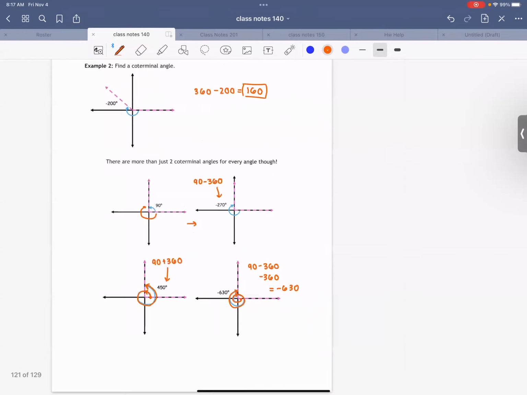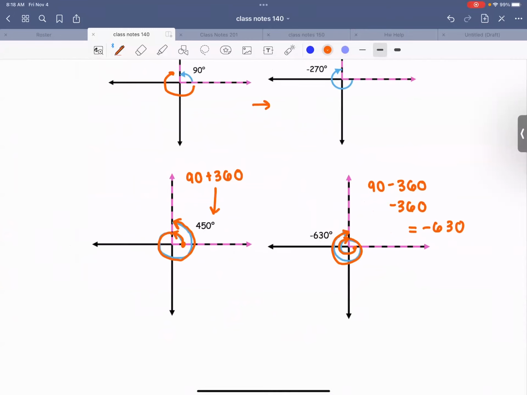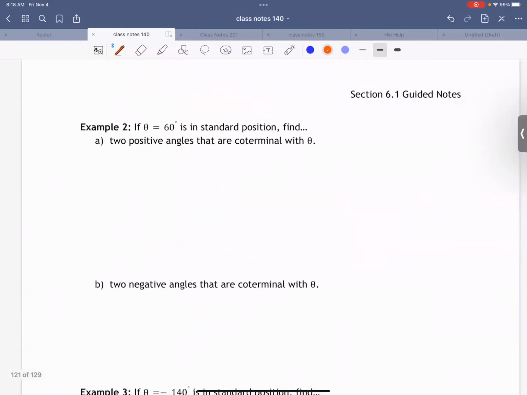Let's continue on. Let's flip our page over. Sorry. You're good. All right, flipping over.